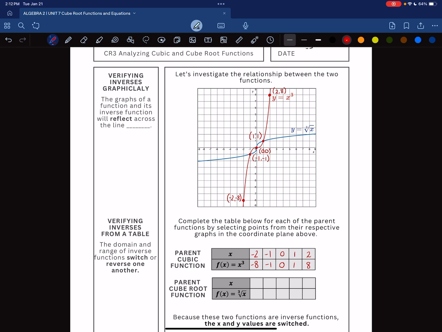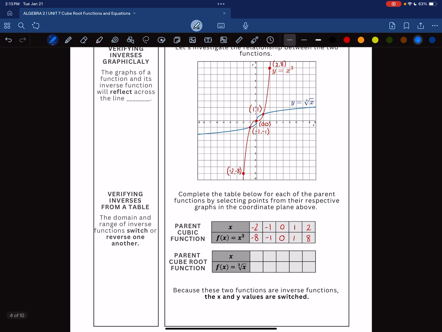Now, what I want to show you all is the fact that these points are actually just going to be reversed when it comes to that parent cubic function. So where exactly are they being reversed? Well, let me show you. Instead of this point, -2, -8, we're going to have the point, check this out, -8, -2. The x and y values switch. At -8, -2, we see that point right here.